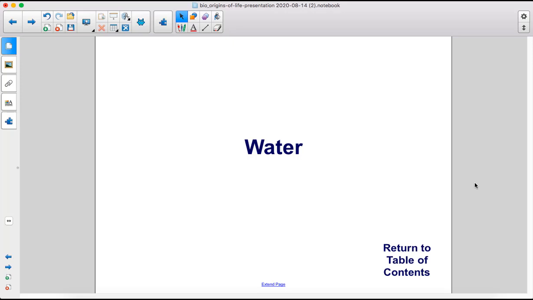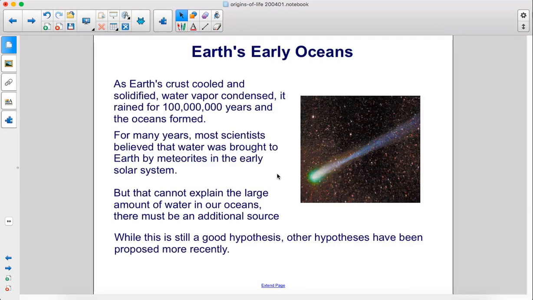Water. As Earth's crust cooled and solidified, water vapor condensed. It rained for 100 million years, and the oceans formed.